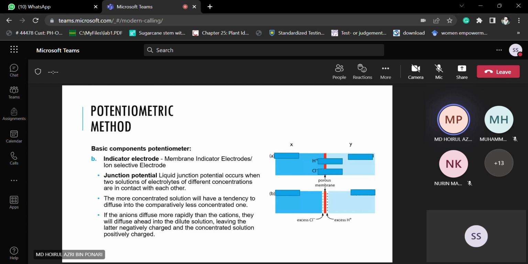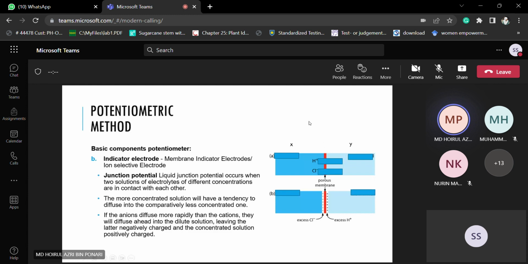The ion concentrations in both solutions will be in equilibrium kalau kita biarkan lama-lama. Tapi untuk proses tu berlaku, ions tu dia tak terus equilibrium. Dia akan ambil masa. For example, we have anions and cations. In here we have hydrogen ion and chloride ions. Hydrogen ion is smaller compared to chloride ions, so it will move from high concentration to lower concentration faster compared to chloride ions, because hydrogen ion is positive and chloride ion is negative.